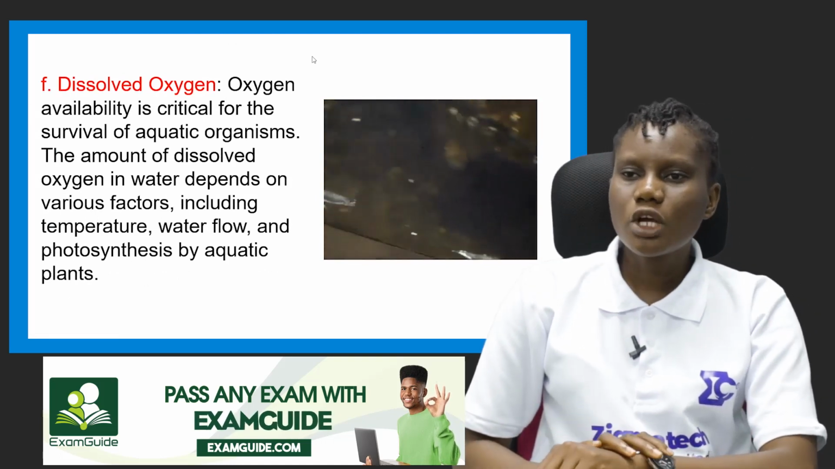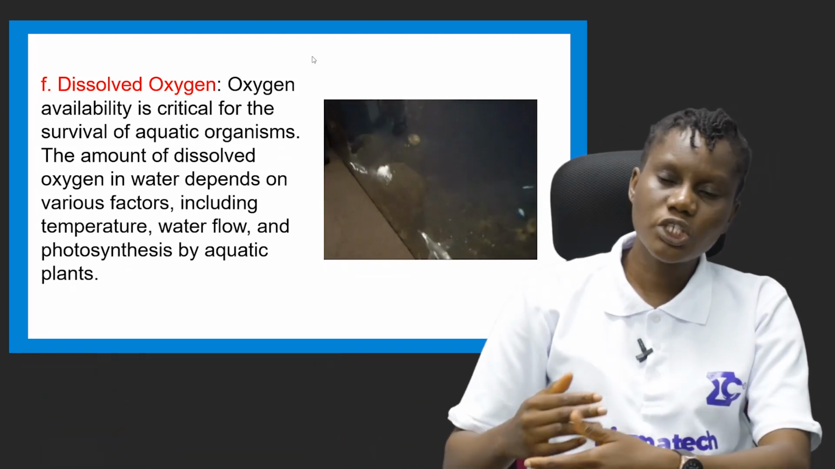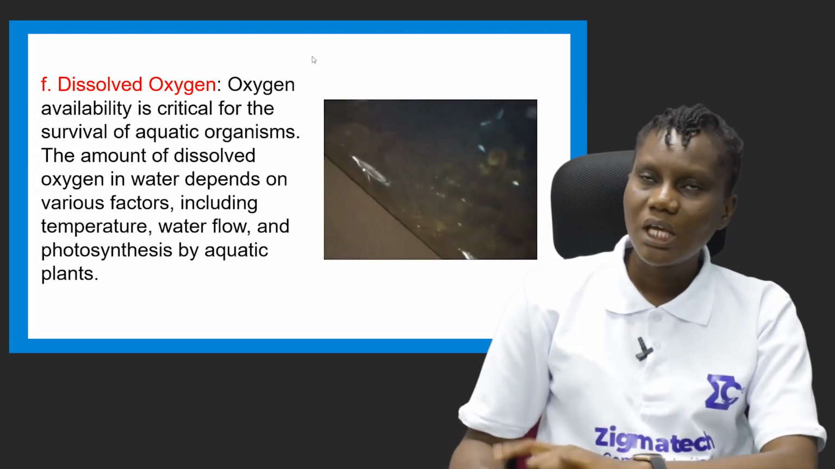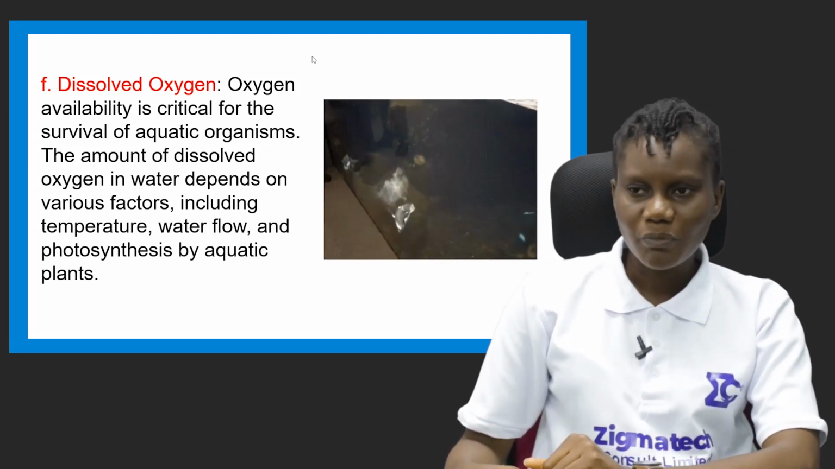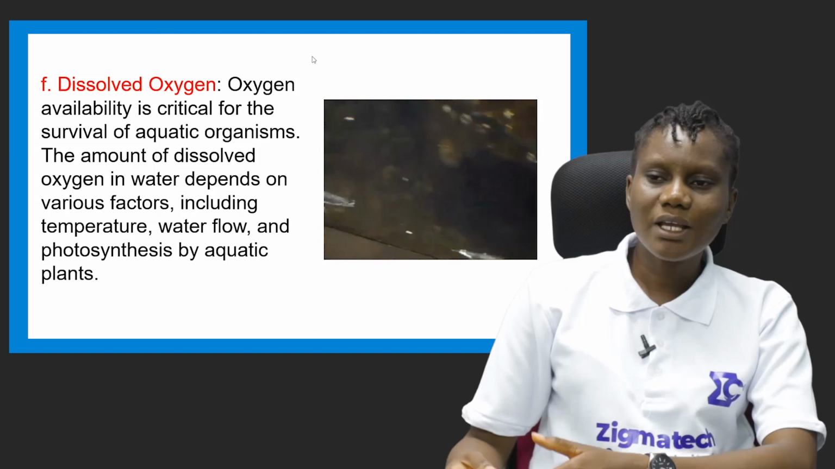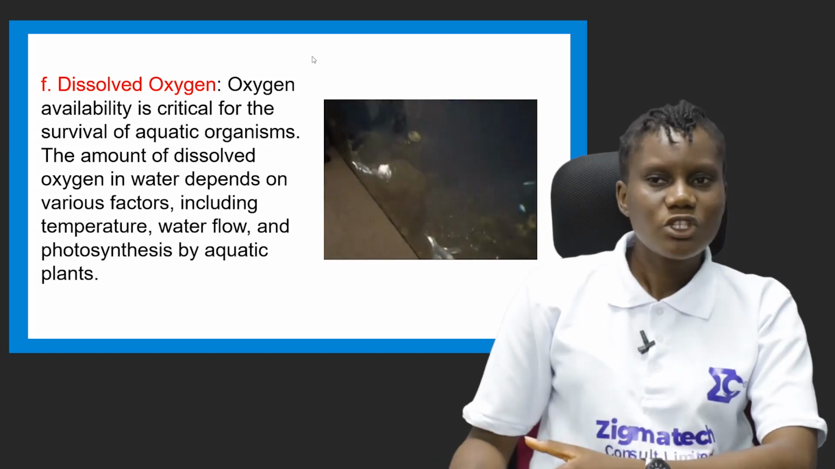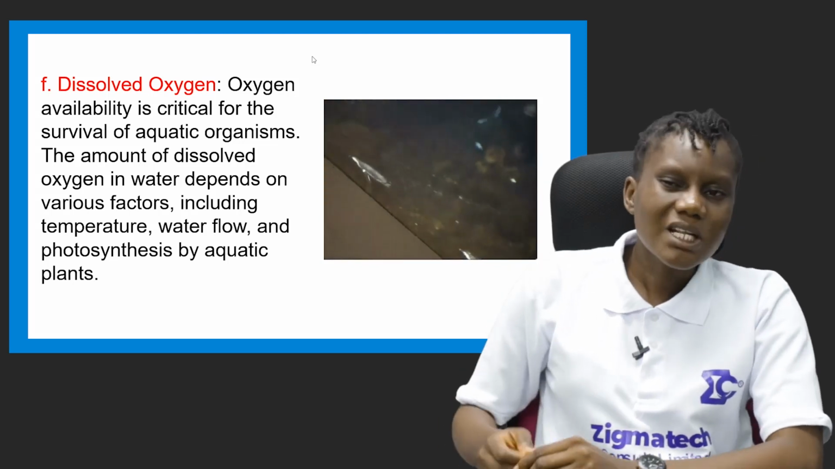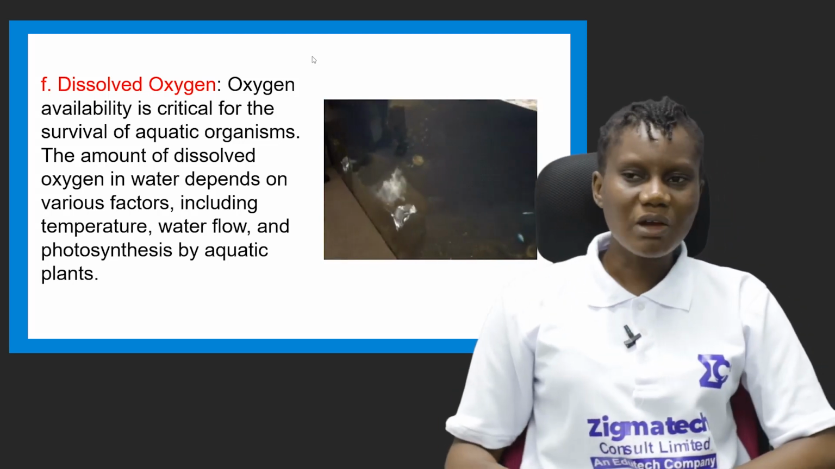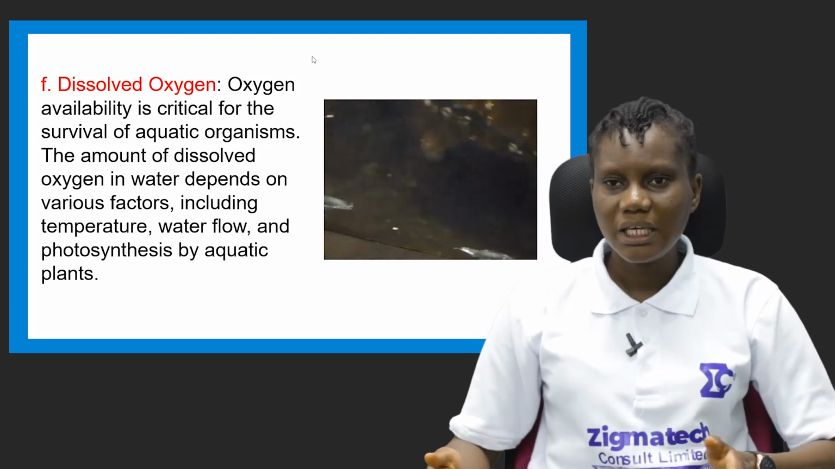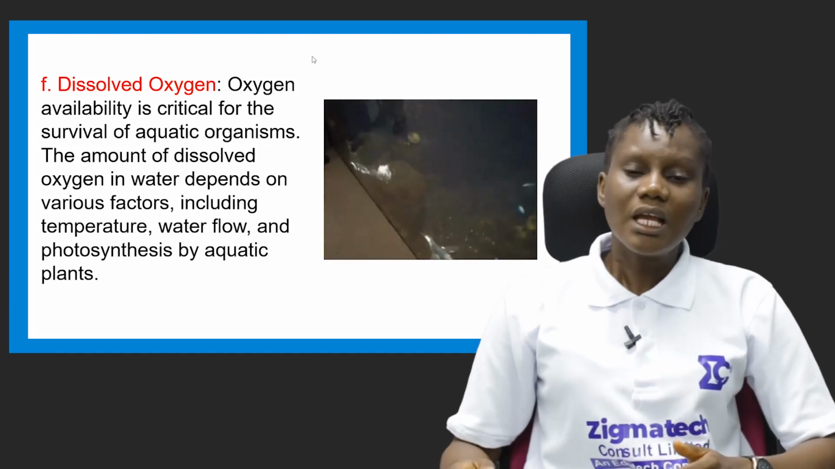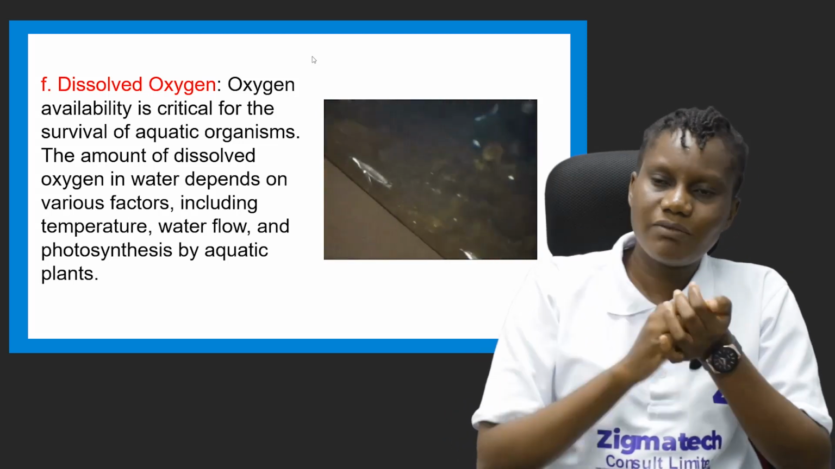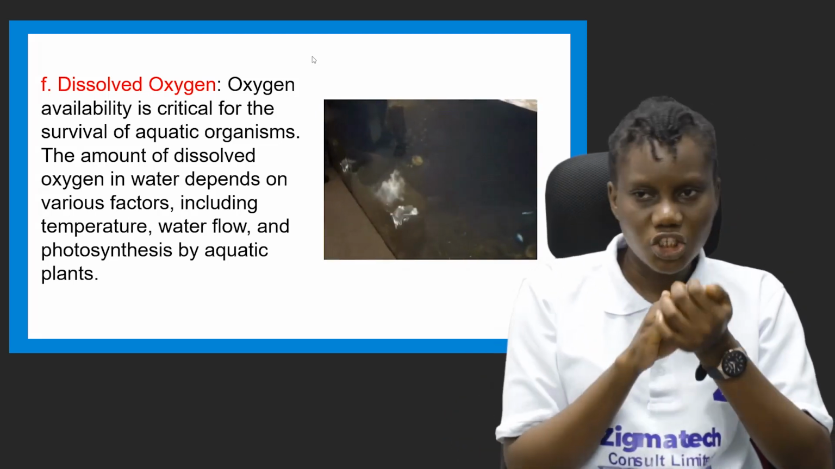And the next is dissolved oxygen. Oxygen availability is critical for the survival of aquatic organisms. I know our industrial question was, why is oxygen needed in water? So you can see that dissolved oxygen availability is critical for the survival of aquatic organisms. If oxygen is not available, they will die. Survival of aquatic organisms depends largely on the availability of oxygen in the water.